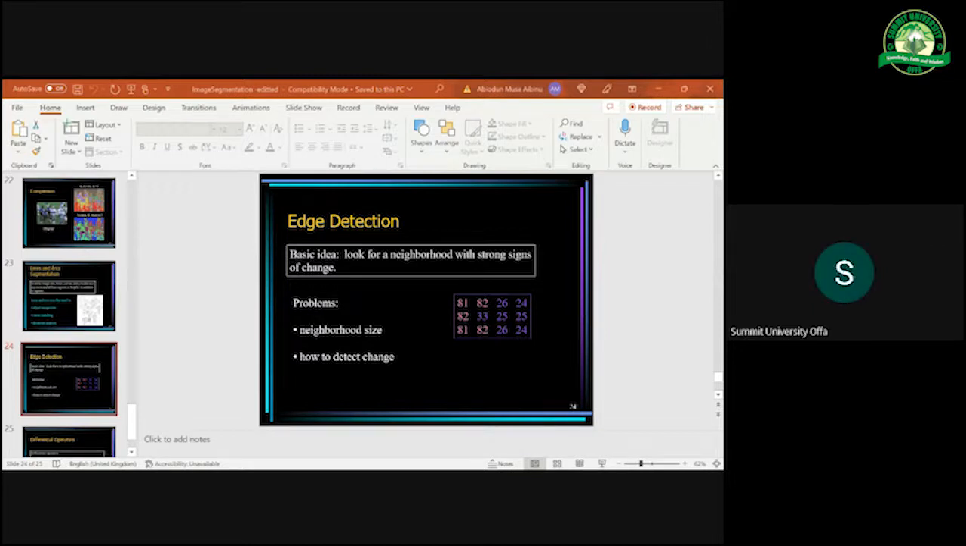Summarily, what we have discussed tonight has to do with how we segment images. So in your literature review now, this is what I want from you.